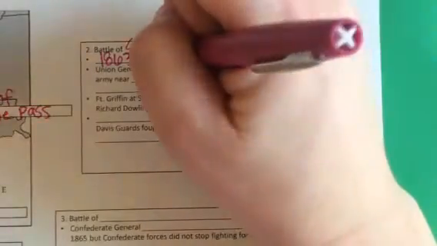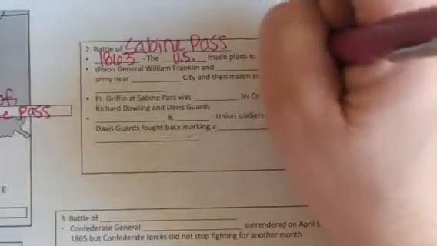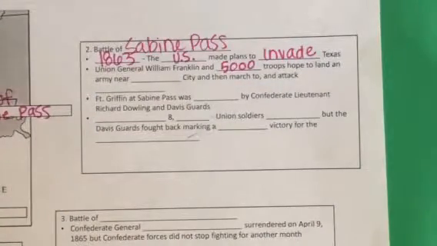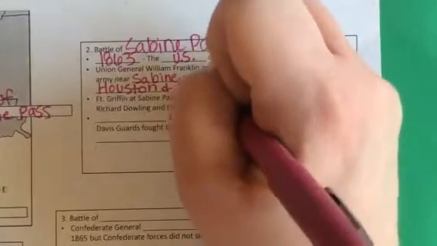Okay, Battle of Sabine Pass. This is 1863, and the United States made a plan to invade Texas. General William Franklin and 5,000 troops hoped to land near Sabine City. And then they want to march to and attack Houston and Beaumont.